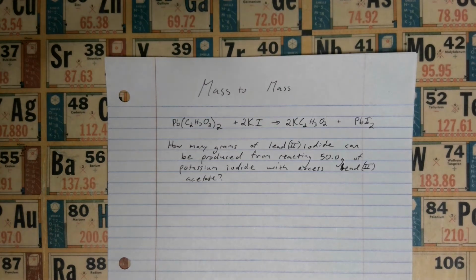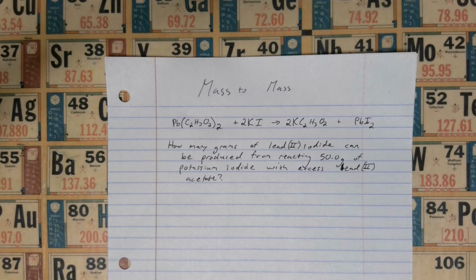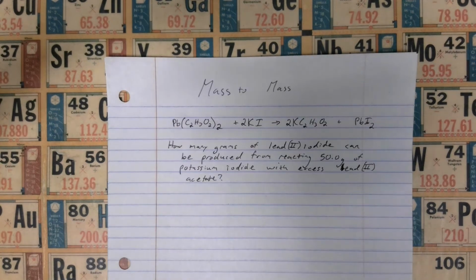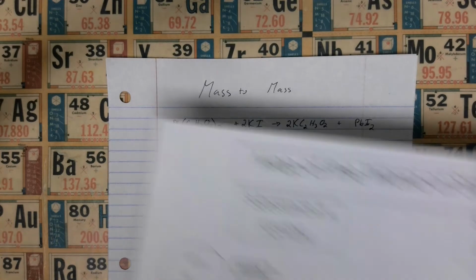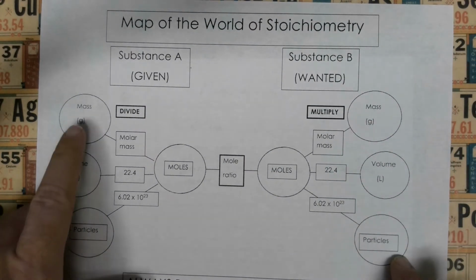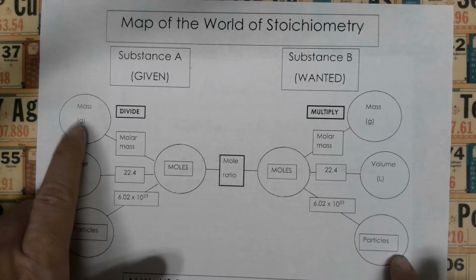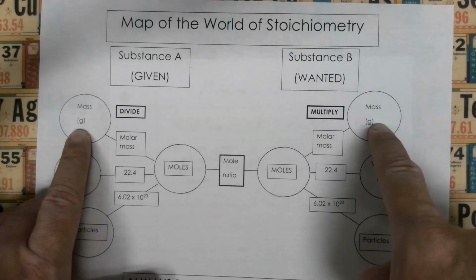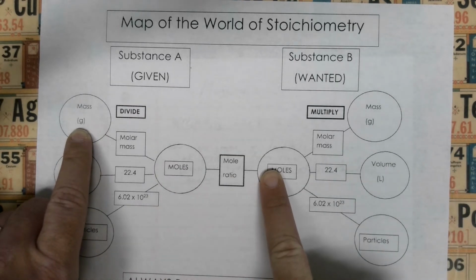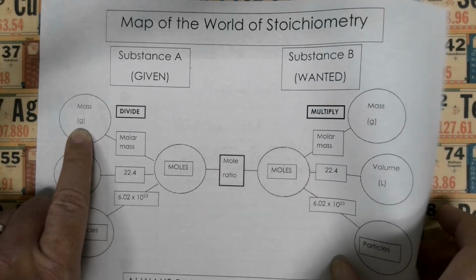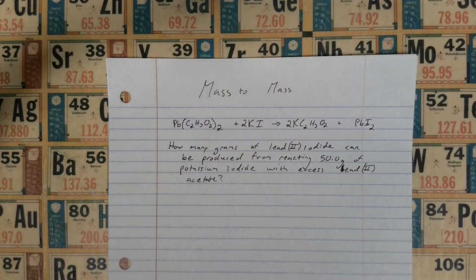All right, so today we're going to get into mass-to-mass stoichiometry. So far we've been doing moles to moles, mass to moles, moles to mass. So this is kind of the last kind of thing to get to all the steps. So if we go back to our map of the world, what we're doing is going from mass of our given substance to mass of our wanted substance. So we've got to go molar mass to get to moles, mole ratio to get to moles of the wanted, and then molar mass to get to mass of the wanted. Okay, so this is a three-step problem.